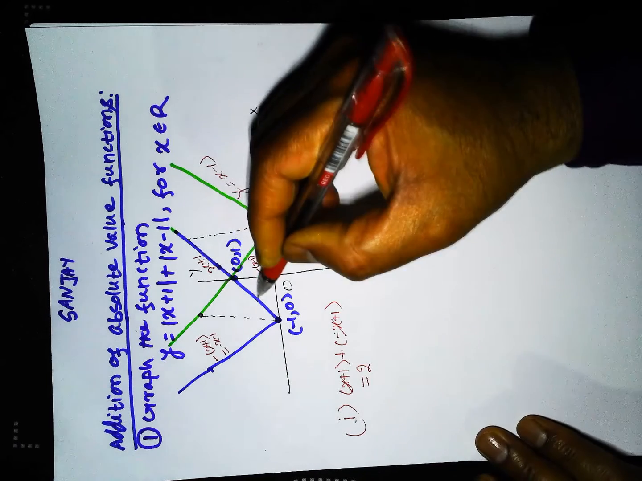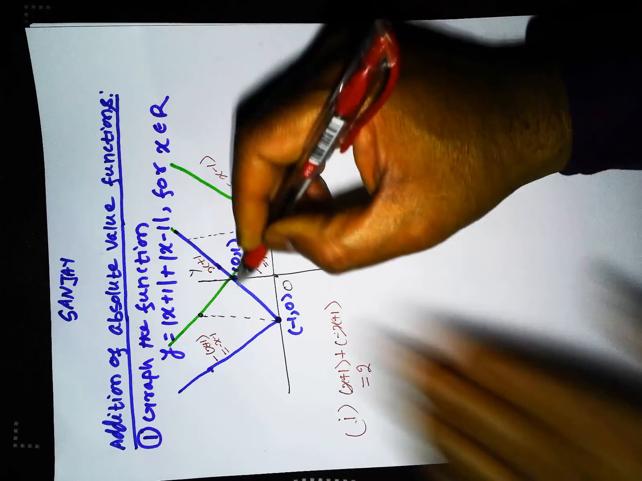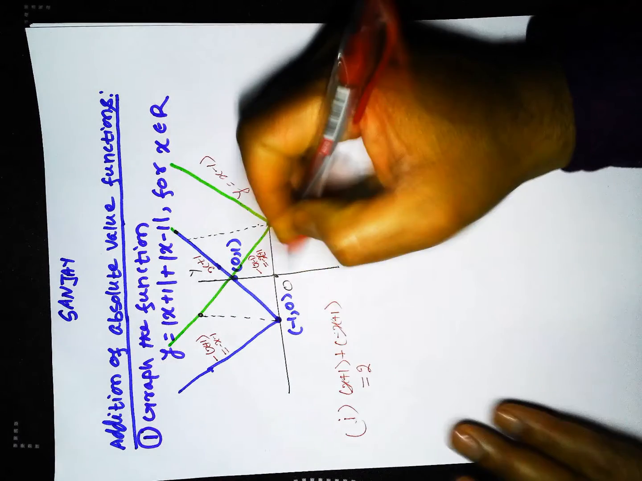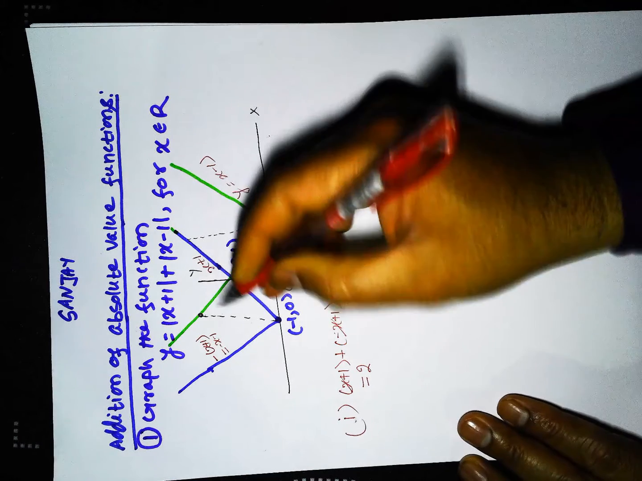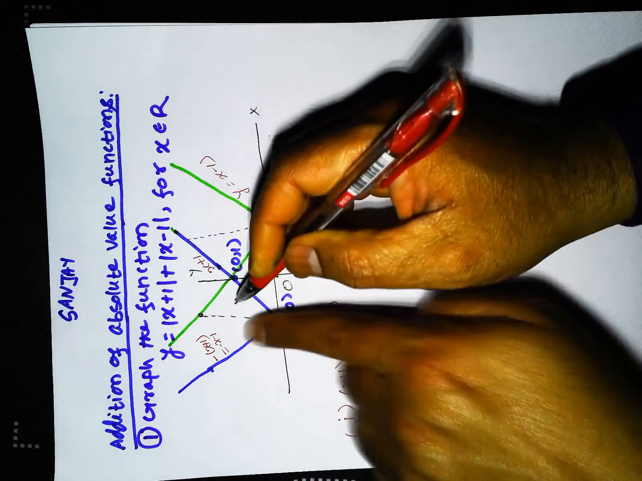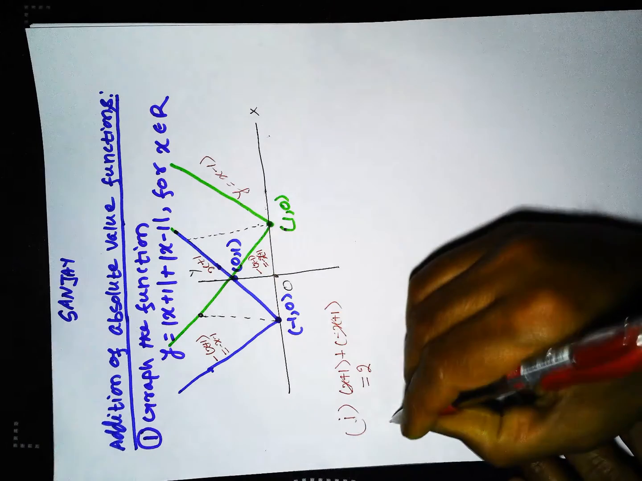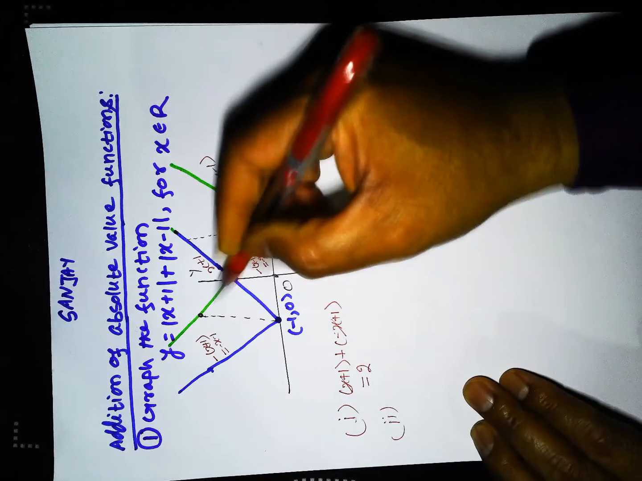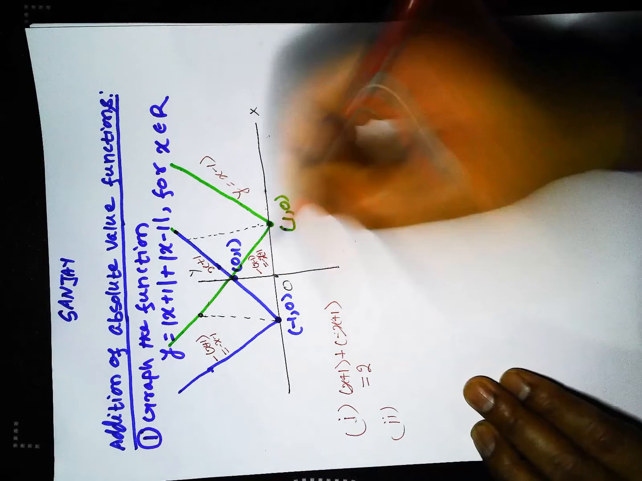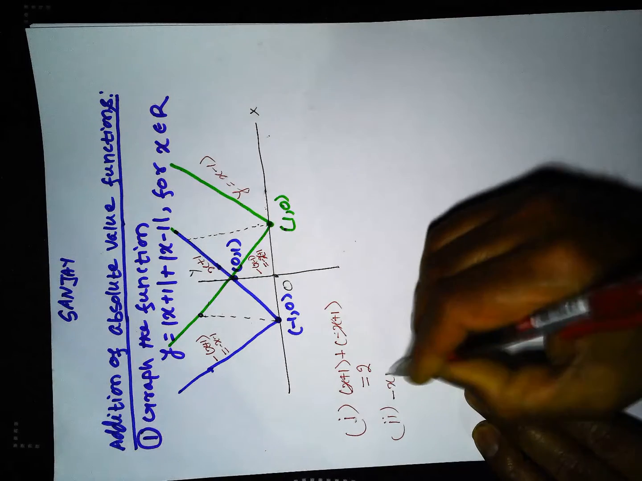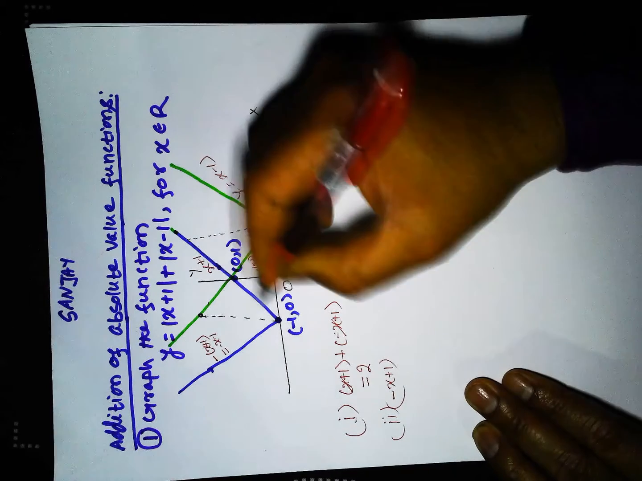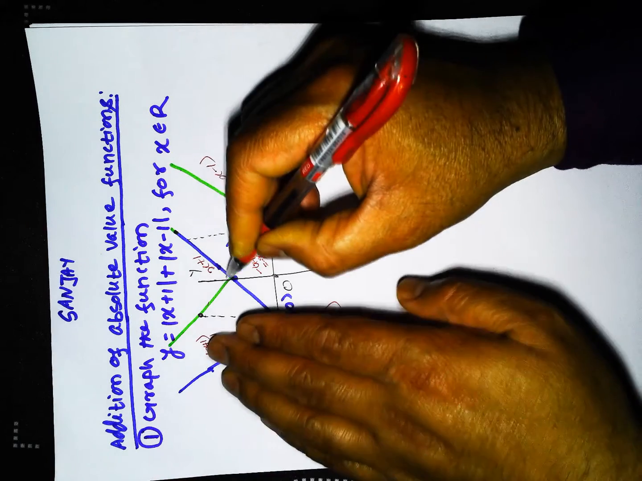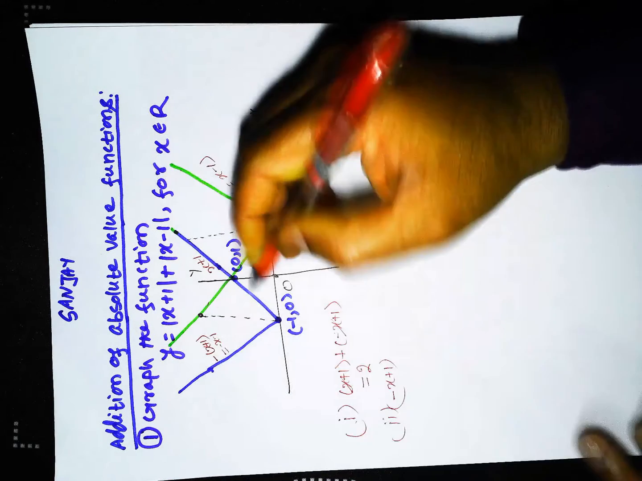Similarly, we'll do the same work to the left side of this y-axis, within that left boundary. So here the second work is the equation of this line, which you can see here is minus x plus 1.